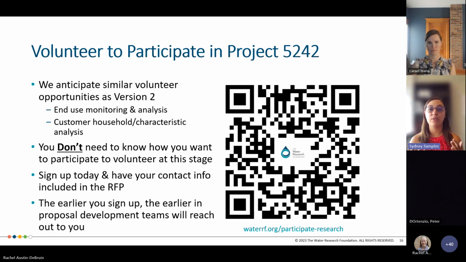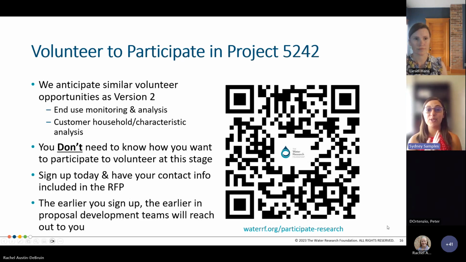We anticipate, though, that there'll also be another way for utilities to participate who maybe don't have the funds to participate on that side, or maybe just have some of their own data on that side, but want to participate in the study in another way, which is where we see some type of customer household and characteristic analysis coming in. And so that's where we envision that there'll be another option for utilities who maybe don't want to do the monitoring side.